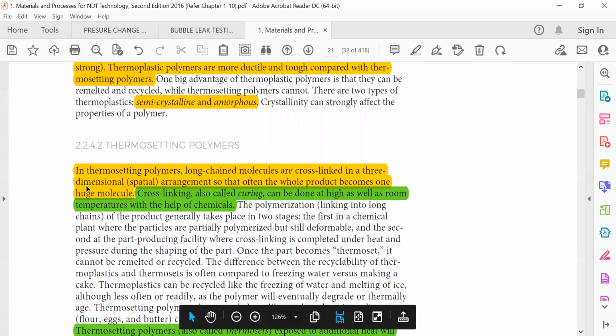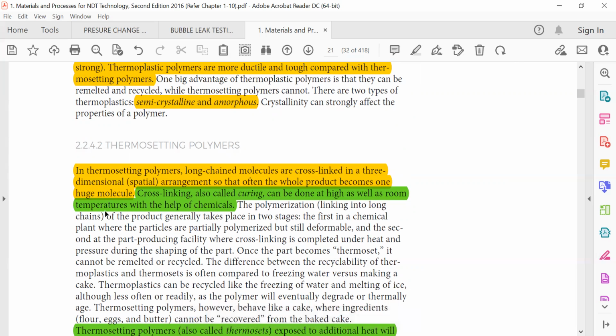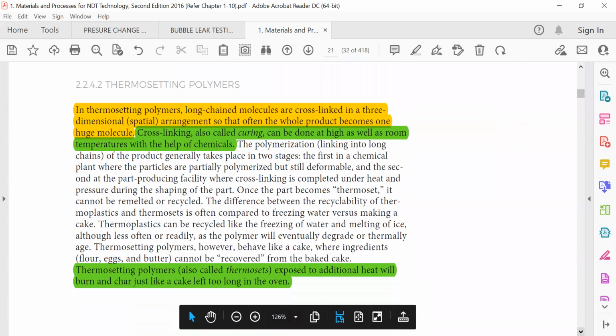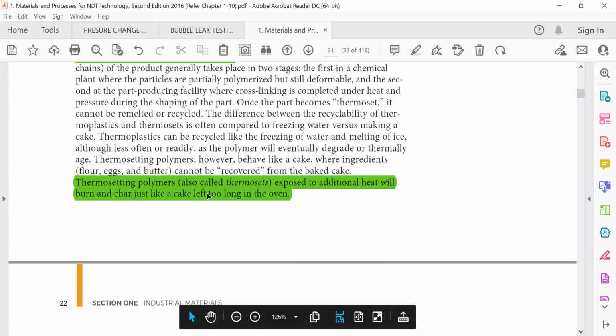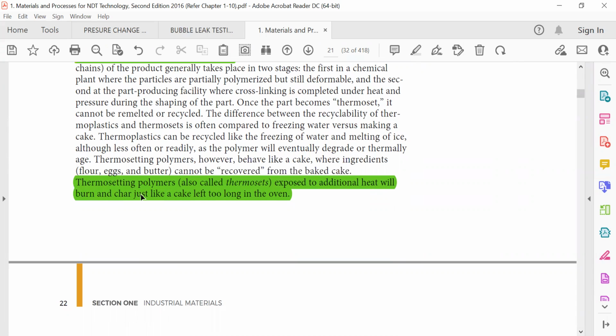Thermosetting polymers. In thermosetting polymers, the long-chain molecules are cross-linked in a three-dimensional arrangement so that often the whole product becomes one giant molecule. Cross-linking, also called curing, can be done at high as well as room temperature with the help of chemicals. Thermosetting polymers, also called thermosets, when exposed to additional heat will burn and char, just like a cake left too long in the oven.